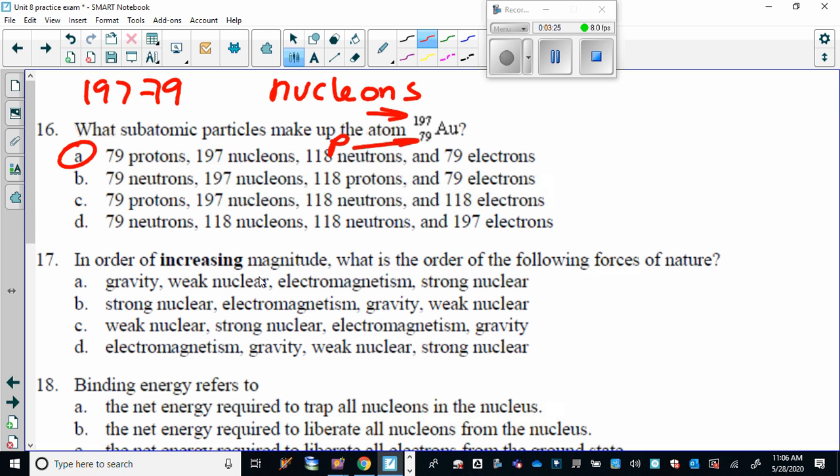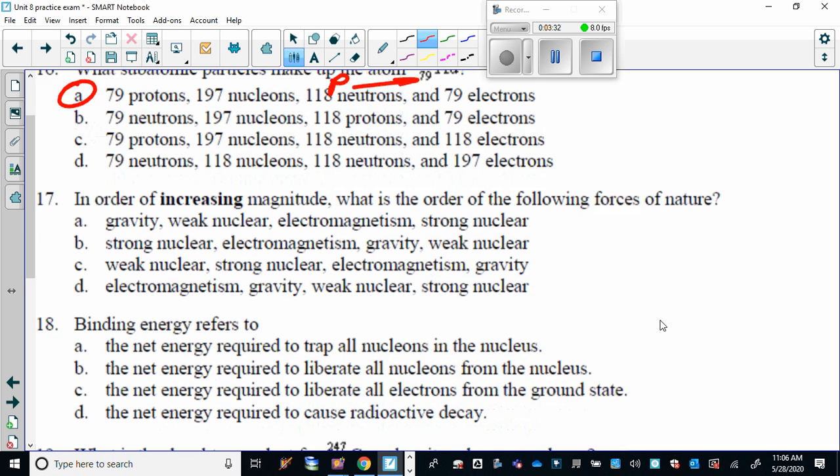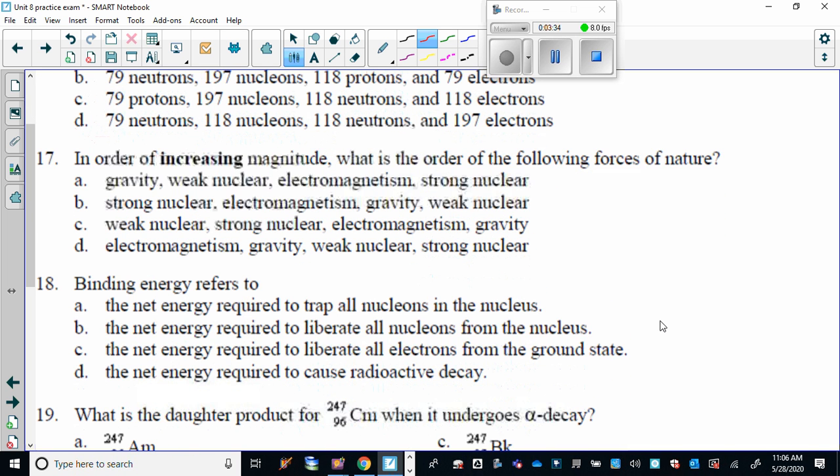In order of increasing magnitude, what is the order of the following forces of nature? This occurs on diploma tests every now and then. It's a straightforward knowledge question. You just have to know the strong nuclear force is the strongest, though gravity is the weakest. The only question is, where do the weak nuclear force and electromagnetism fit in? And you may find this surprising, electromagnetism is stronger than the weak nuclear force. So the answer is A.